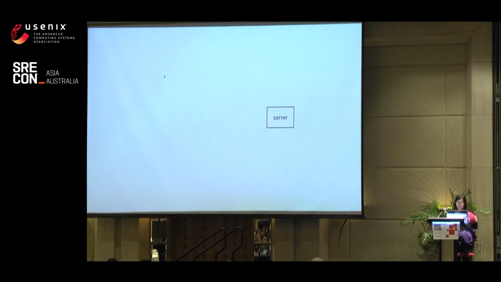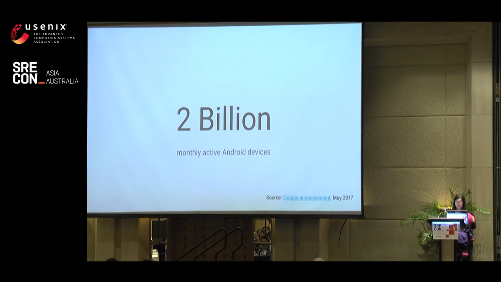This is the normal client-server architecture that we think of in uni or something, where we have a client talking to a server. But what is the case in real life? How many clients do we actually have? Google announced last year that we now have 2 billion active Android devices. So that means we have 2 billion clients out in the wild that could talk to our server. And the other question would be, do we have 2 billion servers on the other hand?